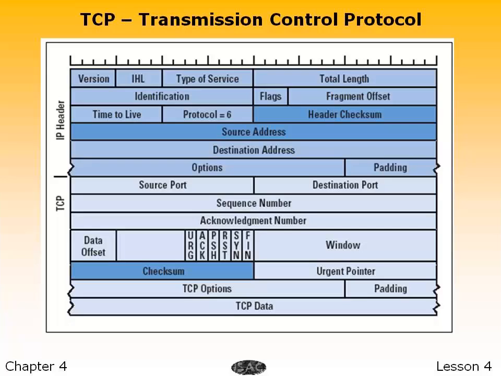Processes transmit data by calling on the TCP and passing buffers of data as arguments. The TCP packages the data from these buffers into segments and calls on the Internet module to transmit each segment to the destination TCP. A TCP segment consists of a segment header and a data section.